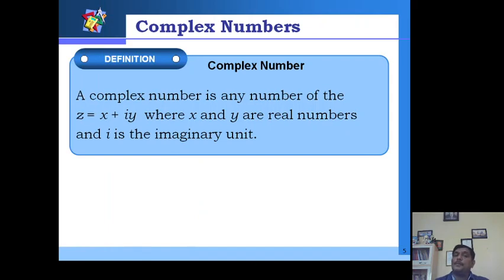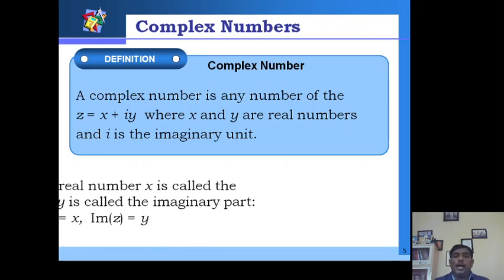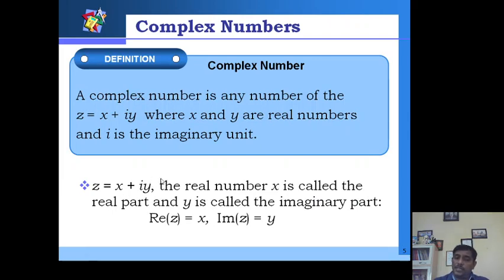Now we will start with the basic definition of how to define a complex number. Any number of the form z is equal to x plus iy, where x and y are real numbers and i is called the imaginary unit, is known as a complex number. If z is equal to x plus iy, we say that x is the real part of the complex number and y is called the imaginary part. These are denoted by Re of z is equal to x and Im of z is equal to y.